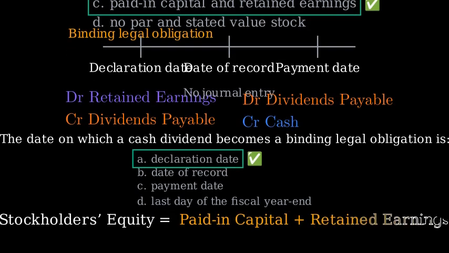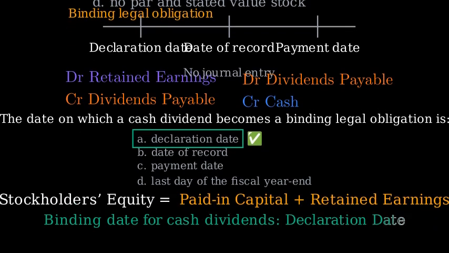Summary. Stockholders' equity equals paid in capital plus retained earnings, and dividends become a legal obligation on the declaration date.